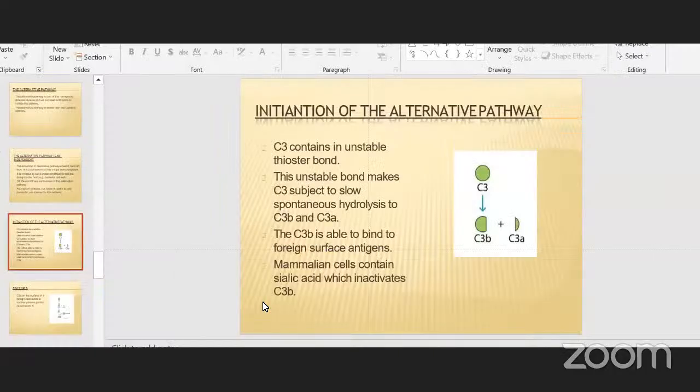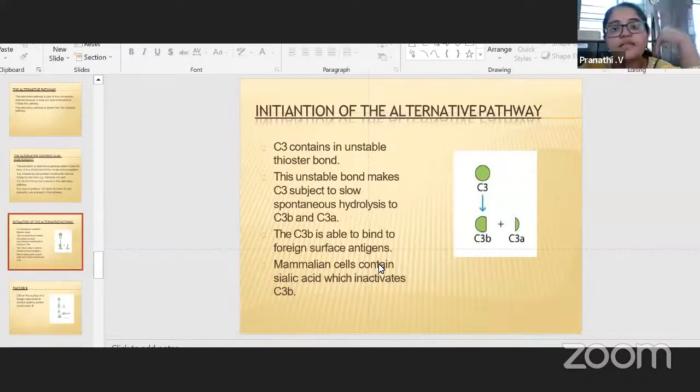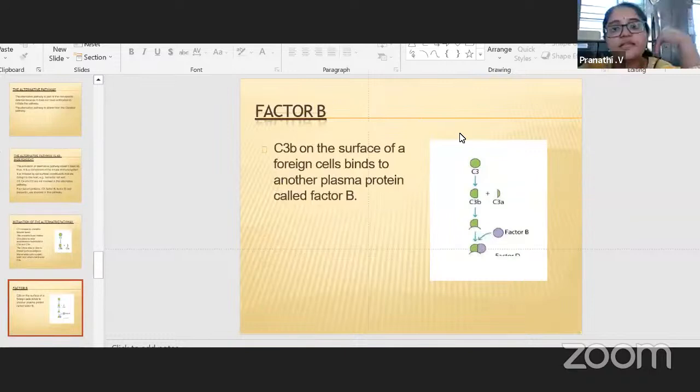Acid is present, and this inactivates the C3b. Now factor B: C3b on the surface of a foreign cell binds another plasma protein called factor B.